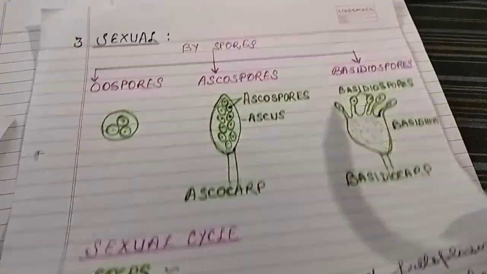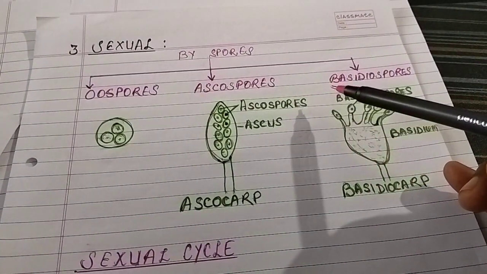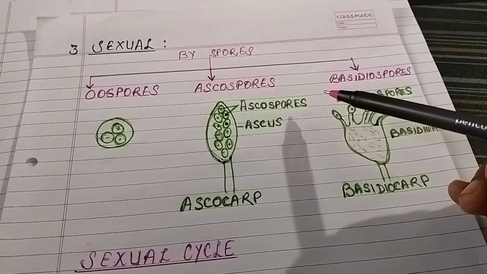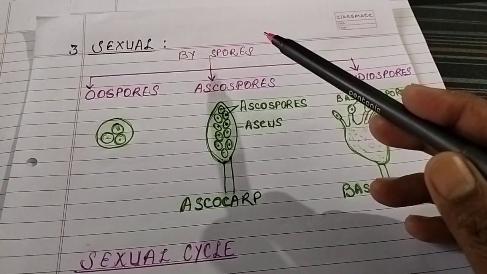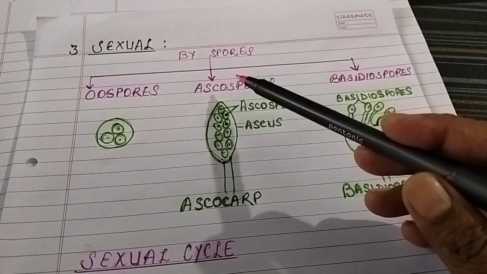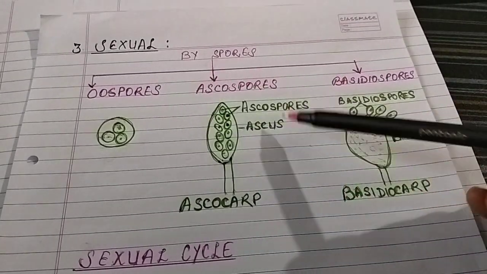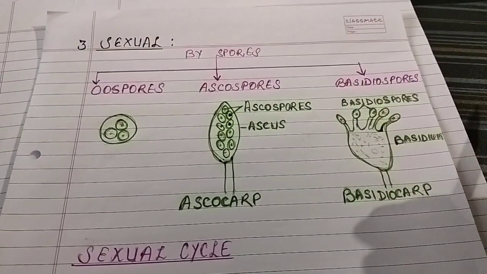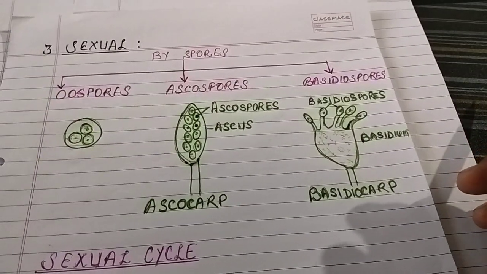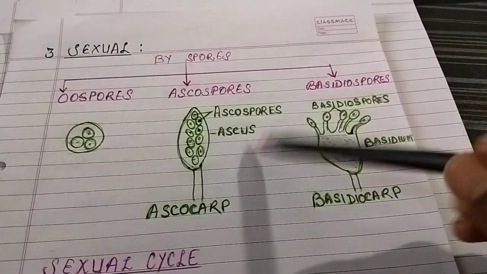Now coming to the sexual cycle. We know that sexual reproduction is also by spores. Sexual reproduction is by three kinds of spores, which are oospores, ascospores, and basidiospores. Now, you have to understand it well, so hear it with concentration. See the differences. We have studied asexual spores in fungi: conidia and zoospores or sporangiospores. Now, these are the sexual spores in fungi. What are they? Oospores, ascospores, and basidiospores. There are three kinds of sexual spores.